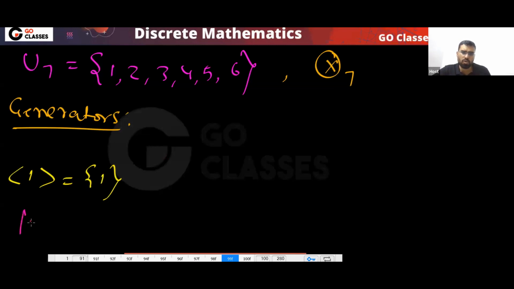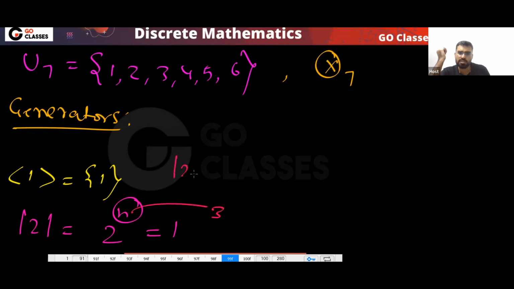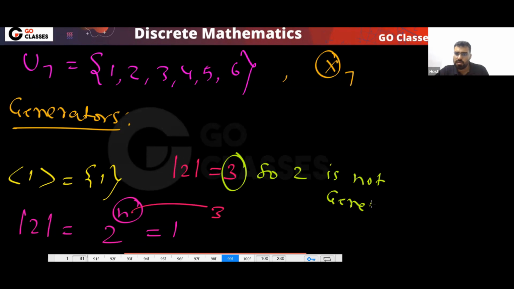Okay, let's find the order of 2. What is the smallest value such that you will get the identity element? Like 2 power 1, 2 power 2. What is 2 power 2? That is 4. 2 power 3, that is 1. So I can say n equals 3, so the order of 2 is 3. Can I say 2 is a generator? So 2 is not a generator, right? Because 2 can only generate 3 elements.